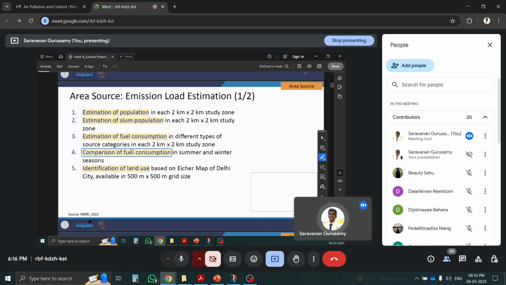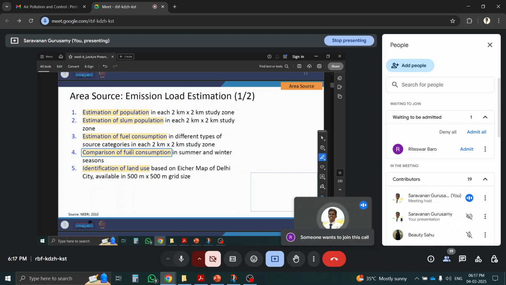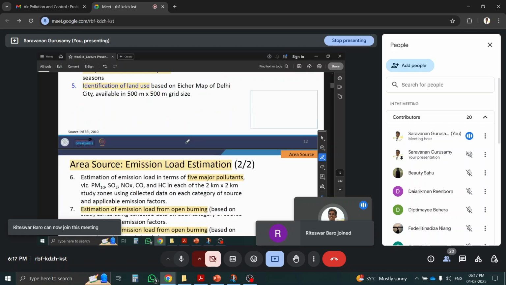Then they identified the land use based on the ECHR map. Nowadays we have Google Maps for the study area allocation, but earlier they used the ECHR map. The ECHR map is the map which shows all the buildings and the roads and tree cover, everything in and around Delhi. So that they have used.